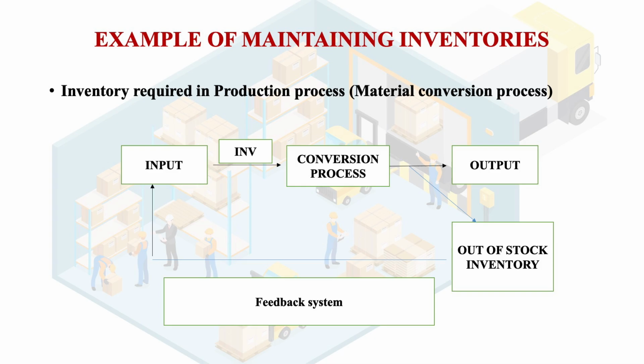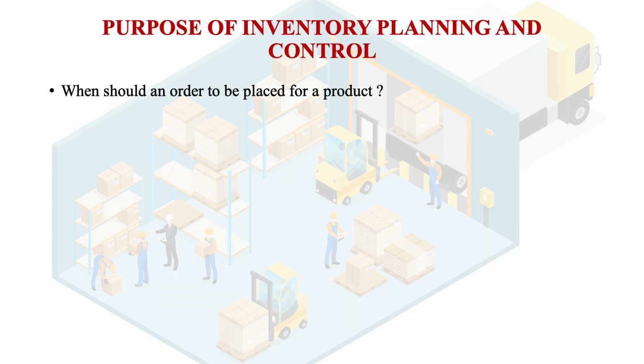So action should be taken so that we do not interrupt the main conversion line, the main production line, the main assembly line, that is, input, conversion process, and then the output we get. So this feedback system or material conversion process is very essential to know how inventory plays a role in the production process.